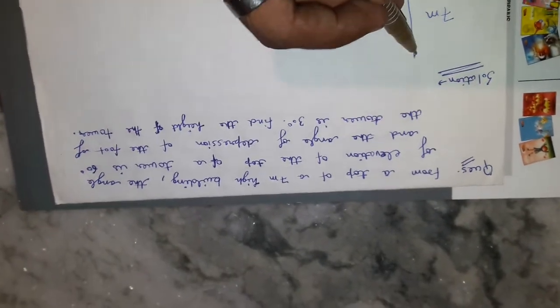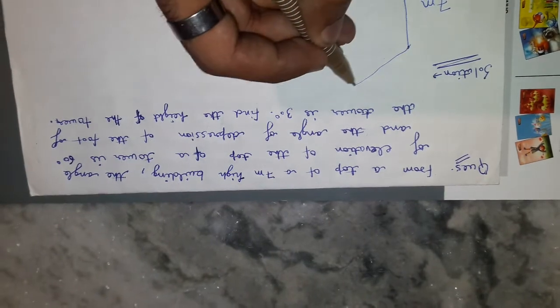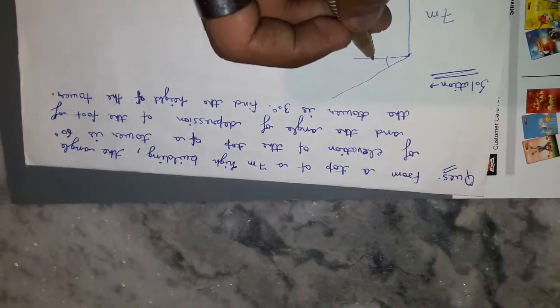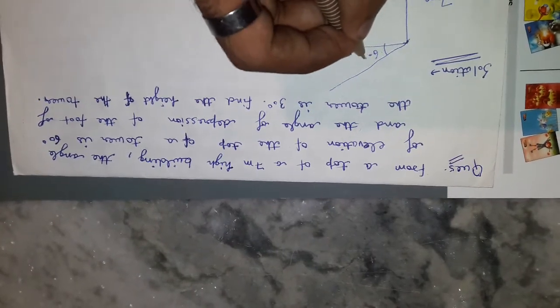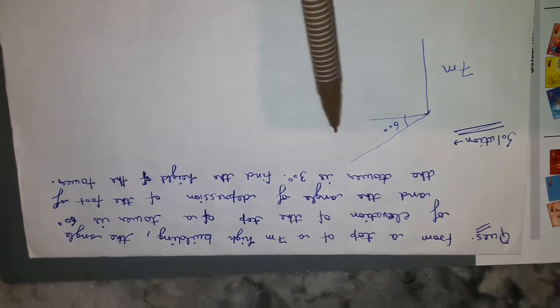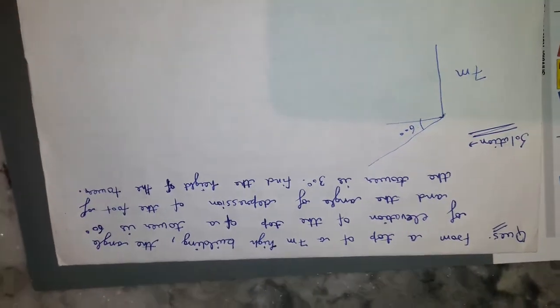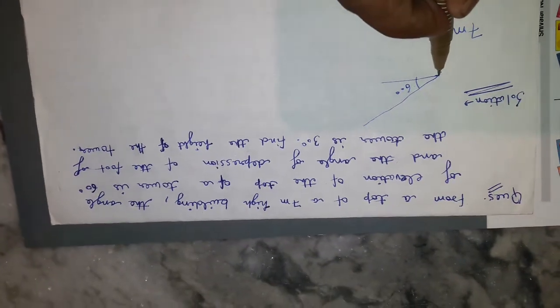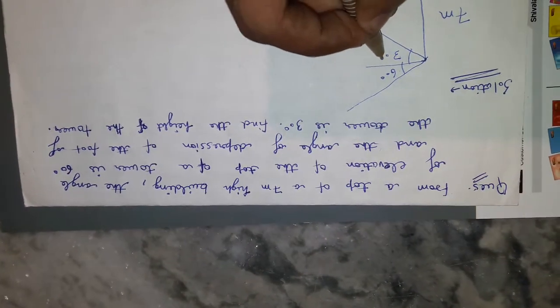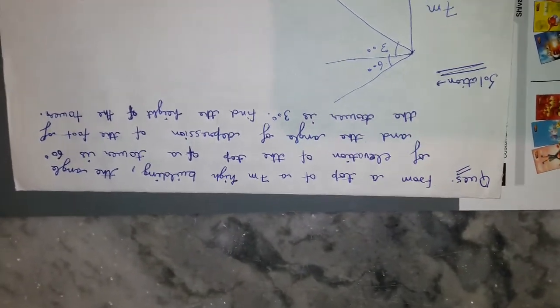Angle of elevation is by looking in the upward direction. So this angle is given as 60 degrees. Now it is also given that the angle of depression of the foot of the tower is 30 degrees. Depression means looking downwards, so it must be like this. So this is given as 30 degrees.